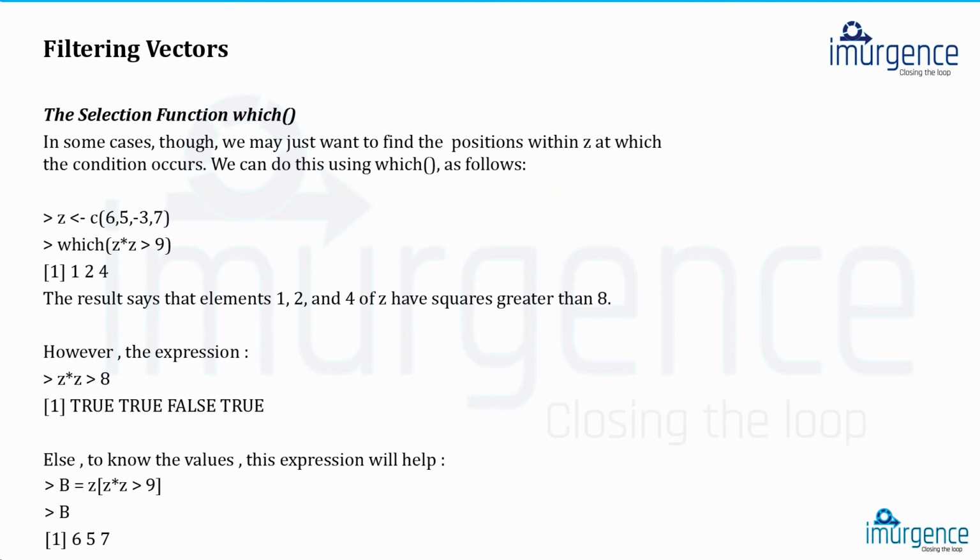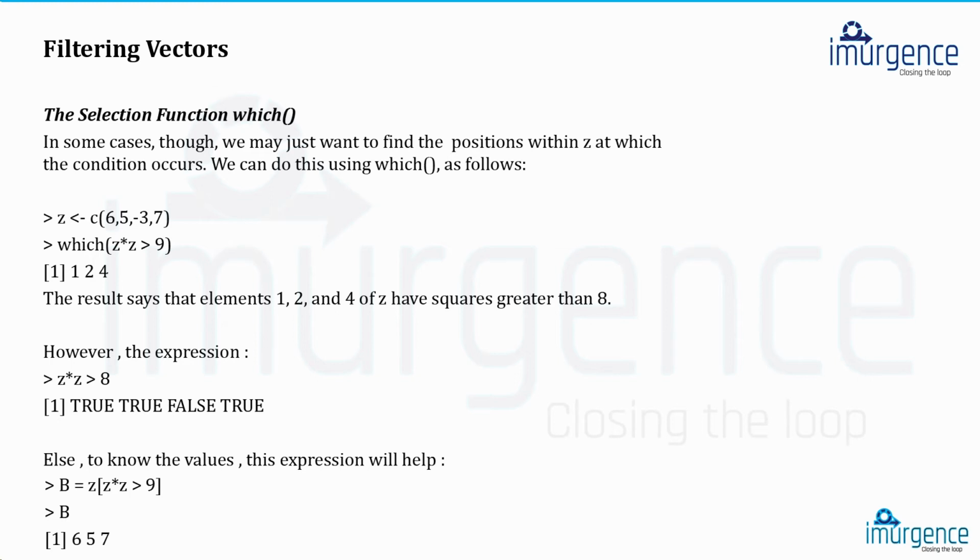The selection function, which also comes in handy when you want to do something with the position within a vector. So you're creating a vector z <- c(6, 5, -3, 7), where c is concatenate, and this is the vector you have created. And when you say which(z * z > 9), it is going to do a multiplication of the vector and check whether it's greater than 9.